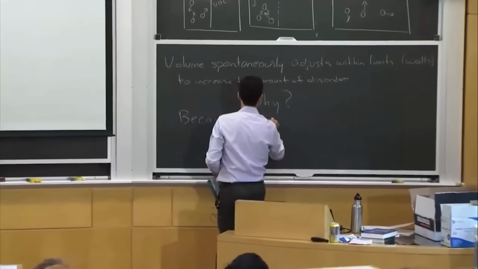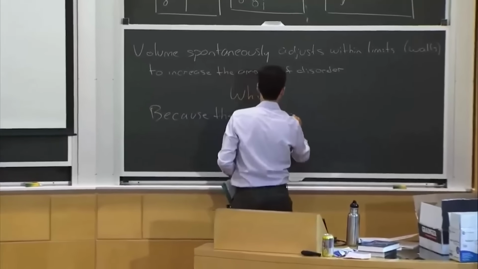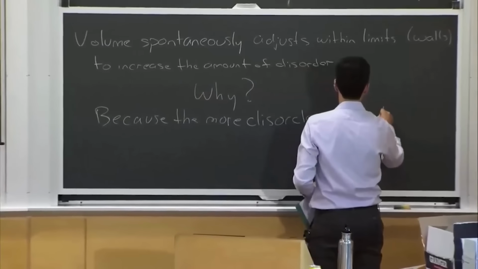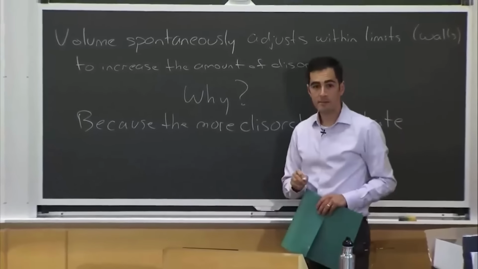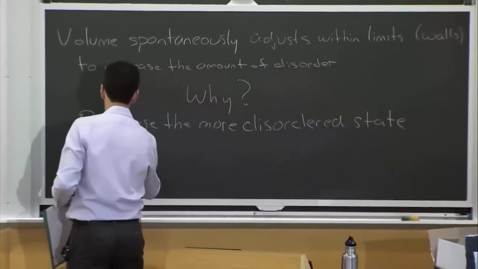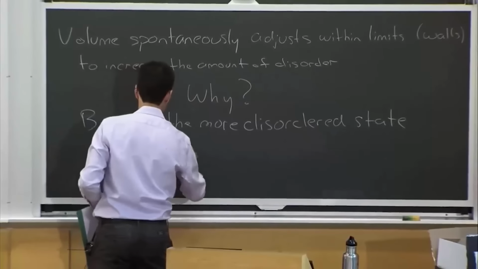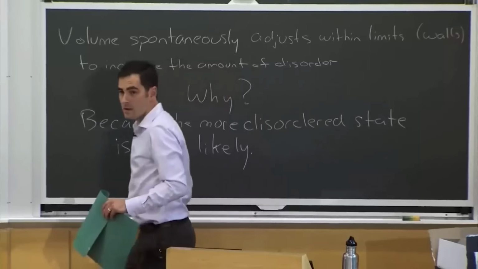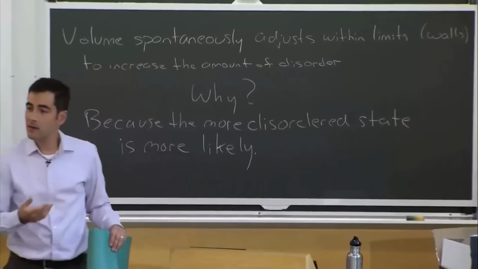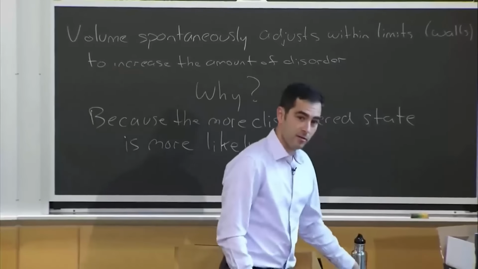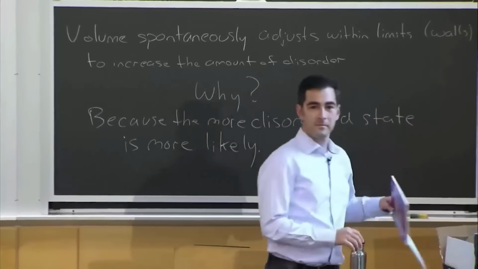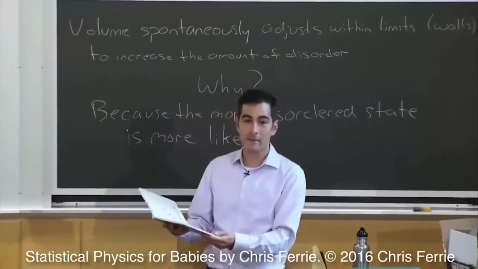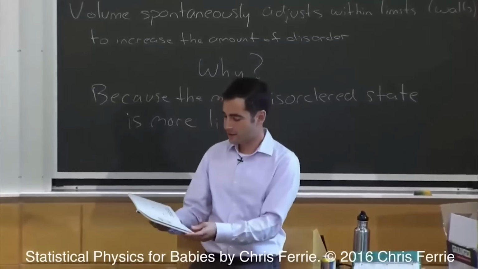Because the more disordered state is more likely. So we're using a frequentist definition of statistical likelihood. All right, back to the book. Okay. So now he does a better job explaining this than I did. So let's go back to the book.